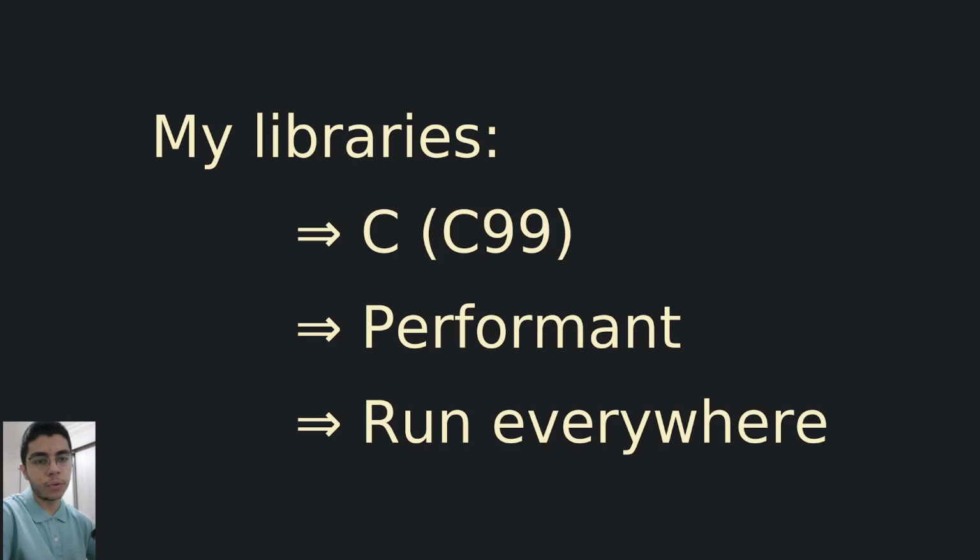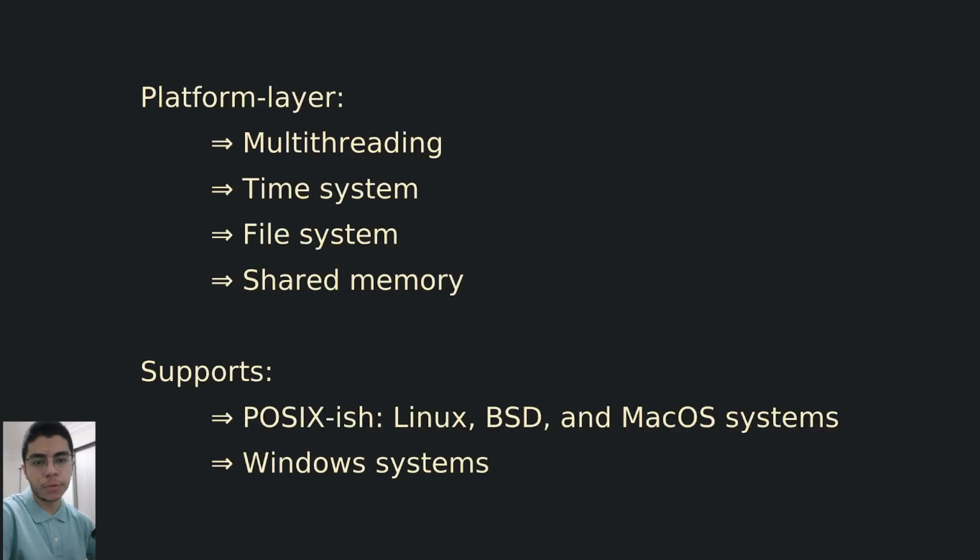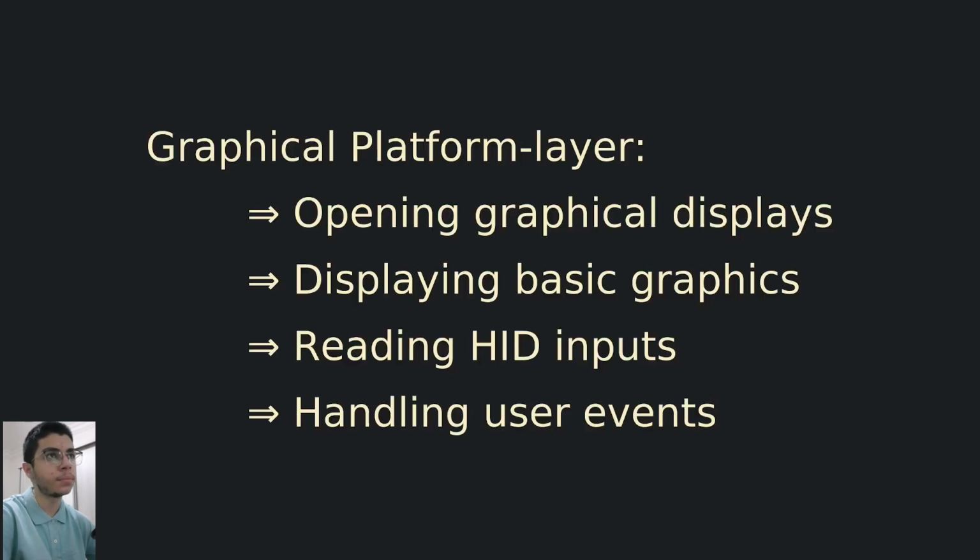I have already written the following libraries: a platform layer for specialized operating system functionalities such as multi-threading, time system, file system, shared memory, etc. It currently supports Linux, BSD, and macOS systems, as well as Windows systems, so that has already been done. And a graphical platform layer for opening graphical displays, displaying basic graphics, reading input, and handling user events, and so on. This also has already been done.